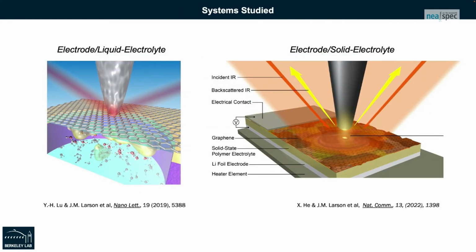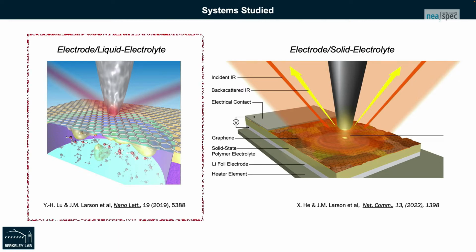Splashed up here are TOC-type images of two of the recent publications, of which I am co-first author on each, that utilize this approach of graphene membranes, which function as both infrared transparent window and model working electrode. The first one that I'd like to discuss with you is the one based on liquid electrolytes.